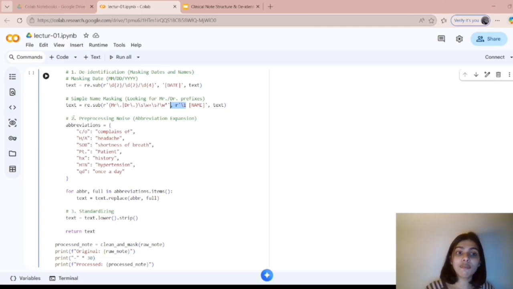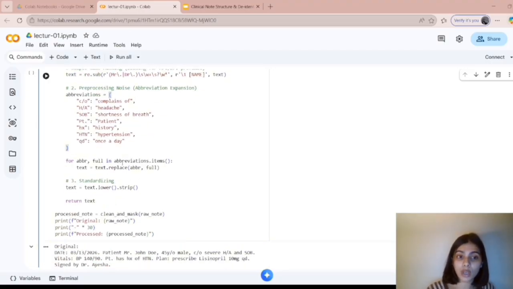And then we have pre-processing, the noise. What we learned is that we're gonna keep the abbreviations simple, and make sure it's all explained well. We have our abbreviations, the first is CO, like complaints of, HA for headaches, SOB is shortness of breath, PT is your patient, Hx is your history, and so on. Okay, so for abbreviations.items, here we're using a loop so that it returns you the whole thing. So every time you use QD, it is going to replace it with once a day. Every time you write Hx, it is going to replace it with history.